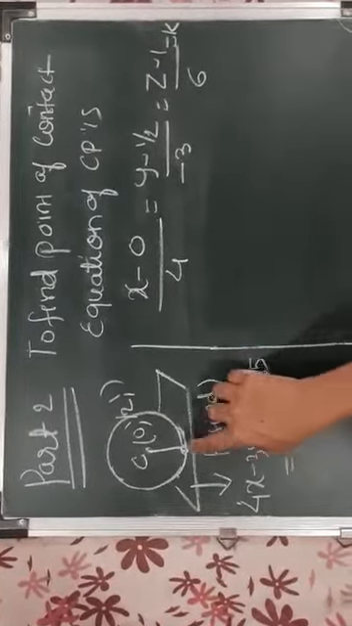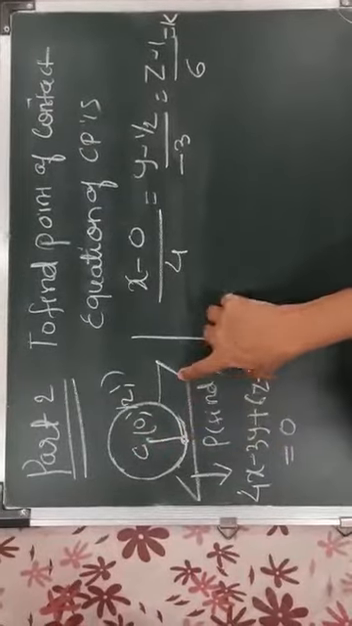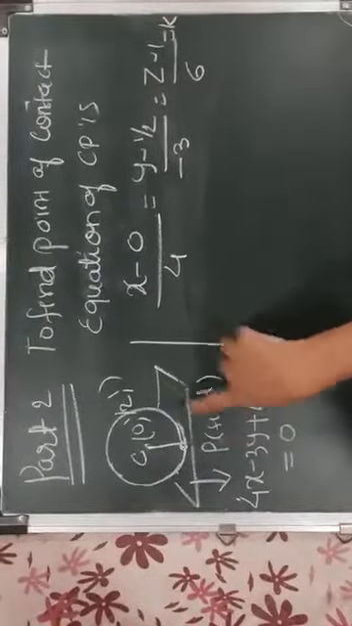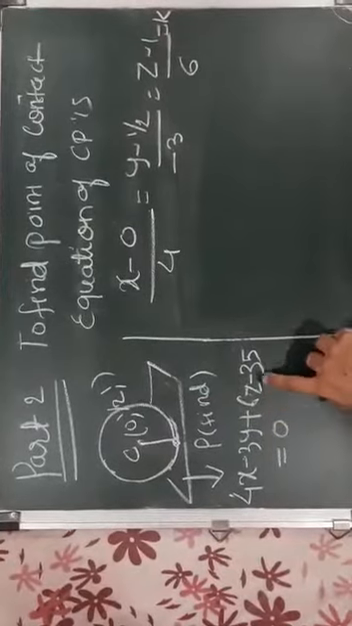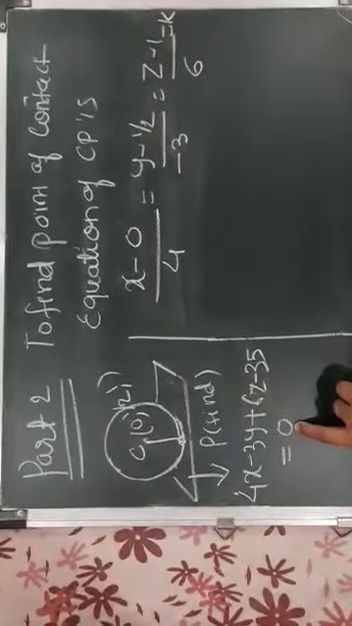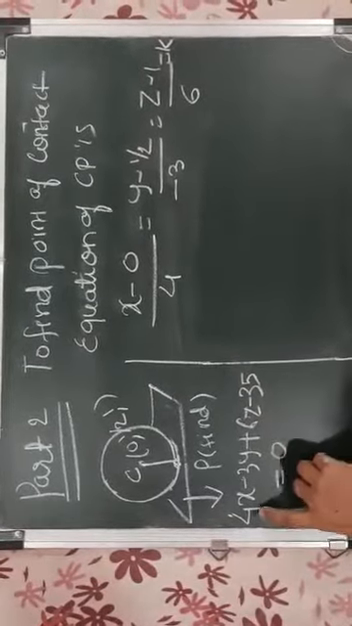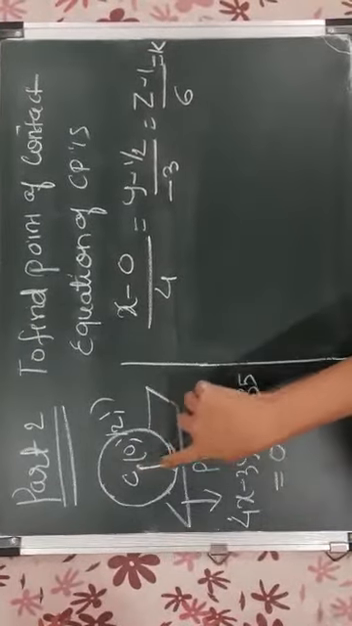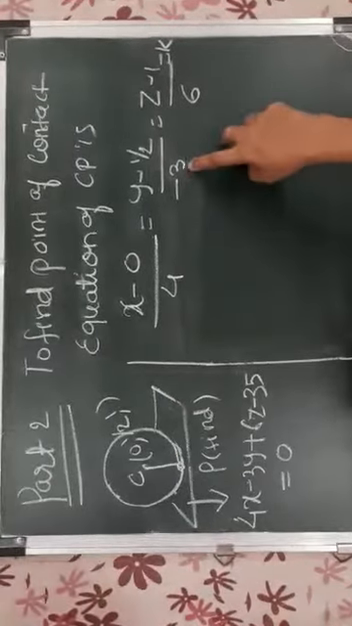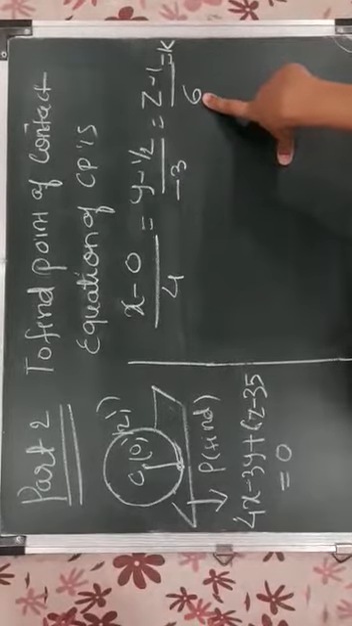So let me write down the equation of line CP. CP is normal to the plane. So what is the equation of plane? 4x minus 3y plus 6z minus 35 is equal to 0. So what are the direction ratios of its normal? 4, minus 3 and 6. CP is normal. So 4, minus 3 and 6 are the direction ratios of CP.